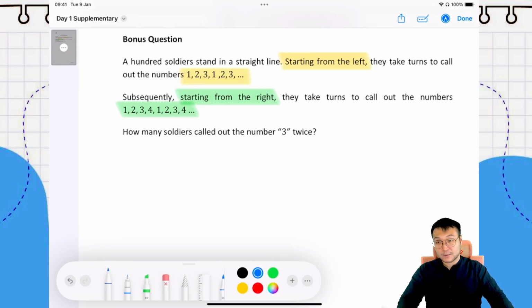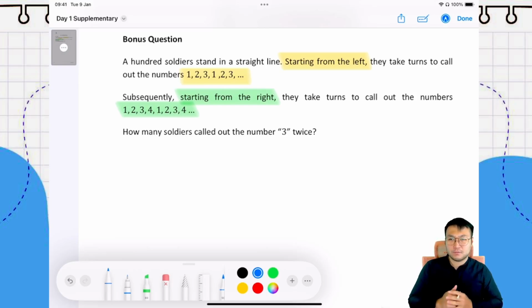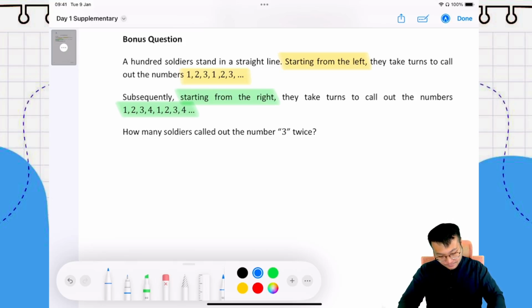So students, how do you do this? Okay, you must think about it. What is the lowest common multiple of 3 and 4? Can you type your answer in the chat? What is the lowest common multiple of 3 and 4? Correct, 12. Very good. So let's write it down.